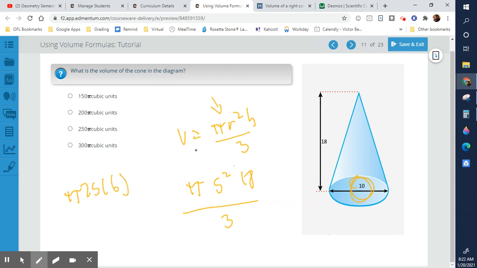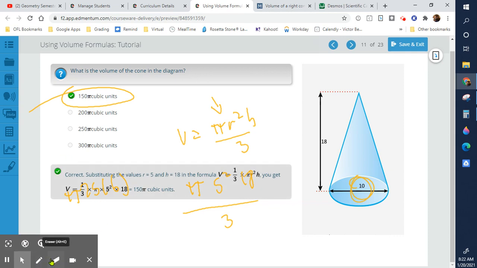So I did the squared and the divided by 3 at the same time. And this ends up being, I have 6 quarters. So if I think of 6 quarters, I have like $1.50. So it's going to end up being 150 pi. So by quarters, I mean the value of 25.